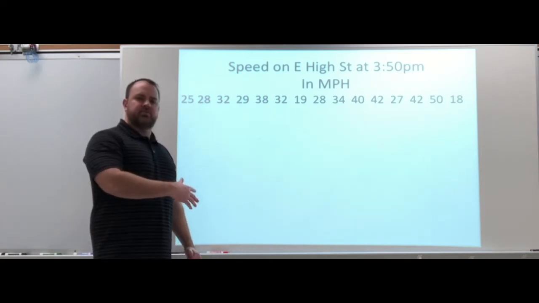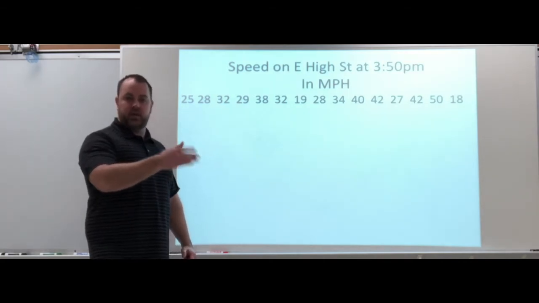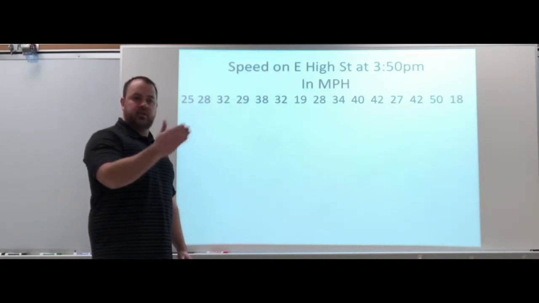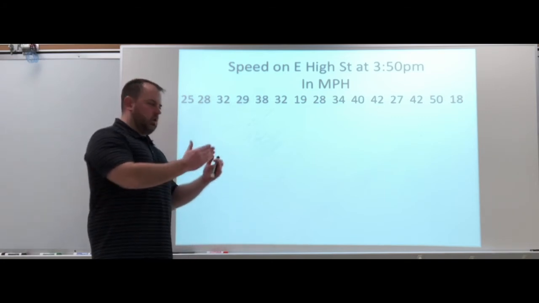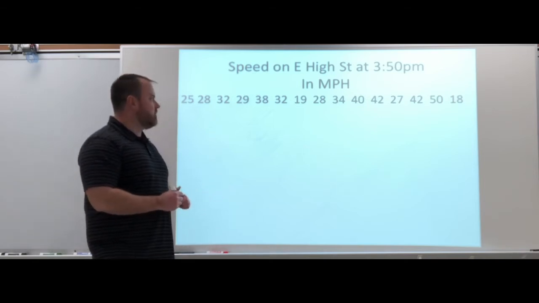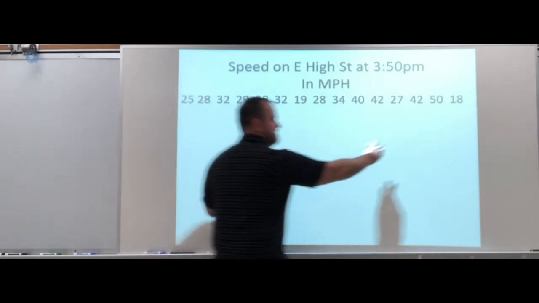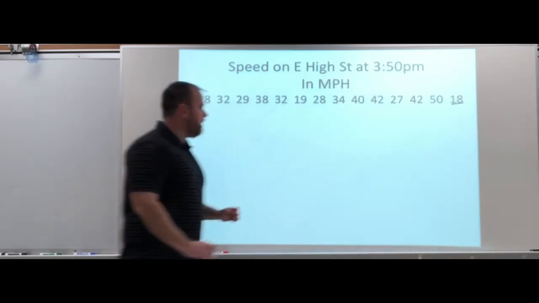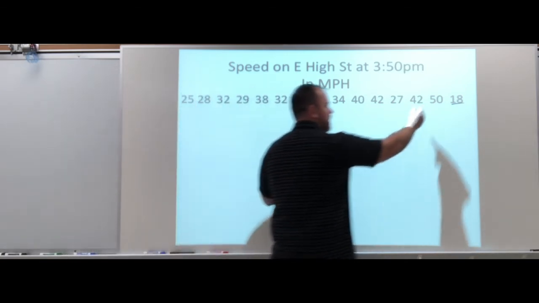In the states example, each one was worth a percentage. 12 to 12.9, that's 1 percentage point. 13 to 13.9. Each interval is the same, starting with the lowest and ending at the highest. Looking at this data, my lowest is 18 and my highest is 50 miles an hour.